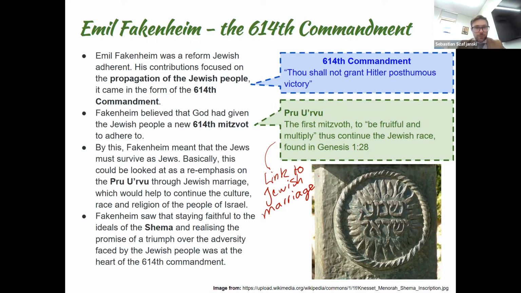And so it's really about keeping the culture, the religion alive. And he saw that staying faithful to the ideals of the Shema, that omnipresent, omniscient, omnipotent, omnibenevolent God, was realizing the promise of triumph over the adversity faced during the Shoah. It was necessary for the people to stay close to that ideal.